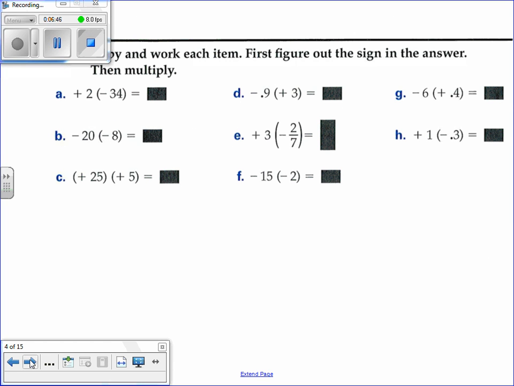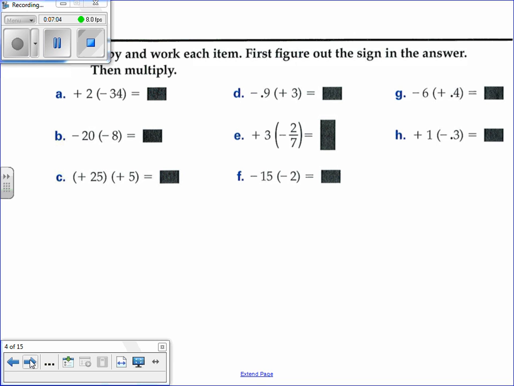All right, part 4 of your test has to do with multiplying signed numbers. Remember, when we multiply numbers, if the signs are the same, our answer is positive. If we multiply two numbers and the signs are different, our answer will be negative.